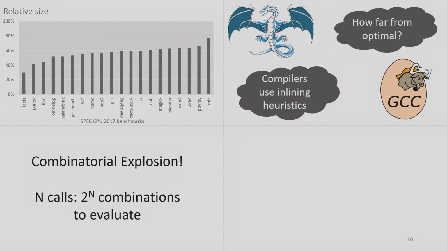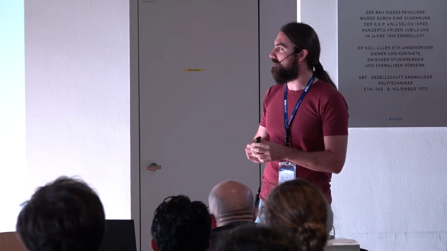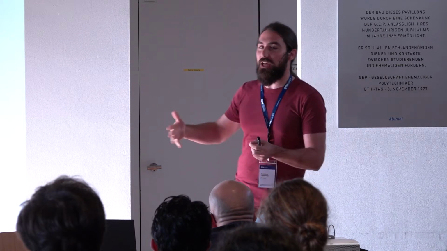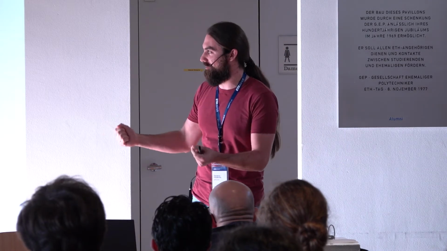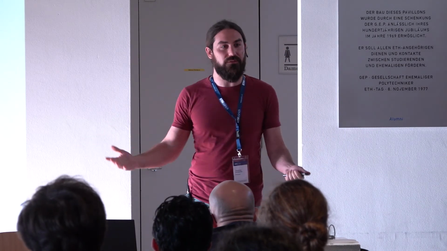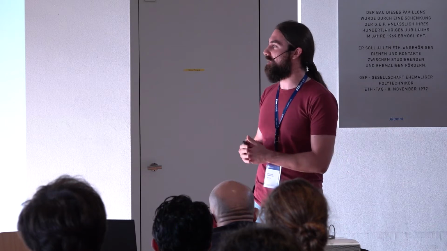So we cannot just exhaustively try everything and pick the best. In the case of SPEC 2017, if we actually try to do this, the number of times that we would need to run the compiler is several hundreds of magnitude larger than numbers such as the number of atoms in the universe. So clearly we cannot do such a thing.